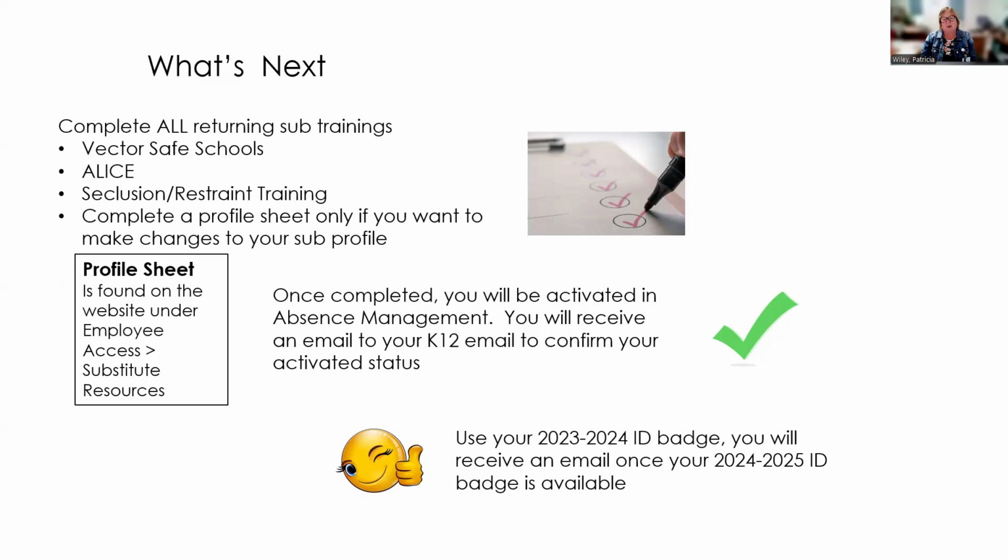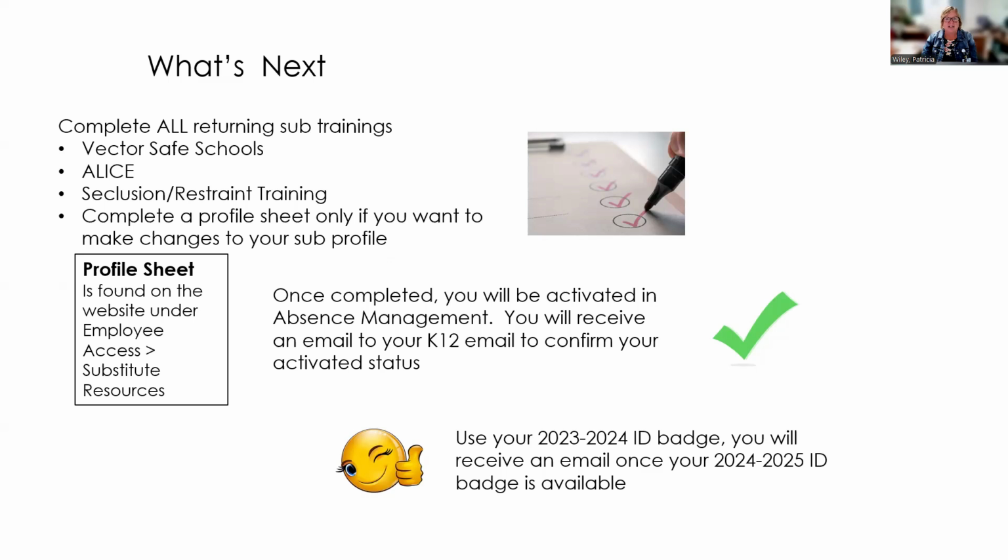We've made that mandatory in years past. I'm only going to ask for it this year if you want to make changes to the different subjects you want to sub for, or the different employee types like teacher, para, or clerical that you would want to make a change to. Once all these are completed, I will activate you in absence management. I will send you an email through the system. It will come from NetPost to let you know that you have been activated.